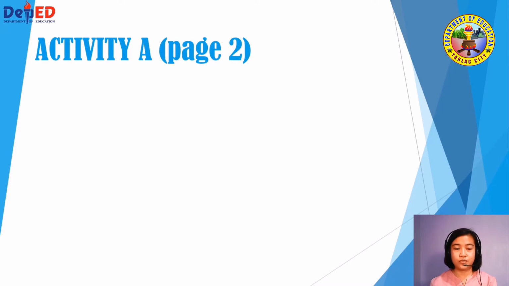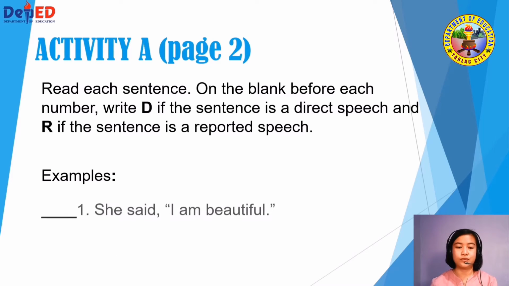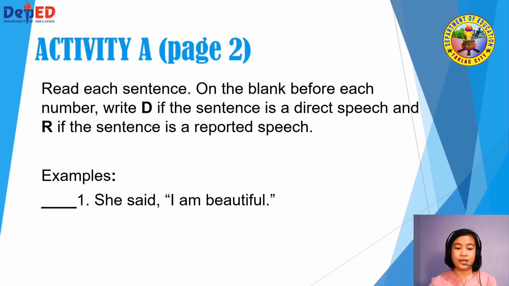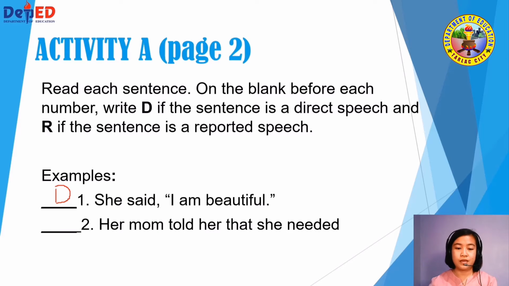Activity A, which will be found on page 2. Read each sentence. On the blank before each number, write D if the sentence is a direct speech and R if the sentence is a reported speech. Let's have some examples. 1. She said, "I am beautiful." This one is in the direct speech, so you're going to write D. 2. Her mom told her that she needed to clean her room. This one is a reported speech, so you're going to write R there. Are we good?